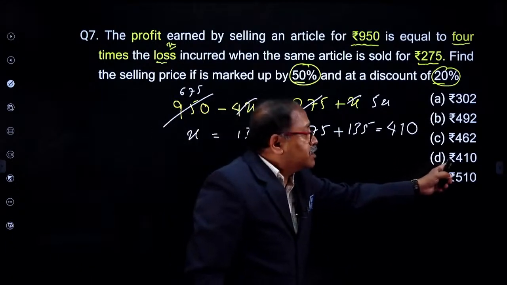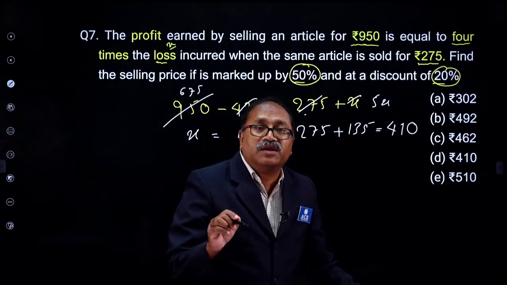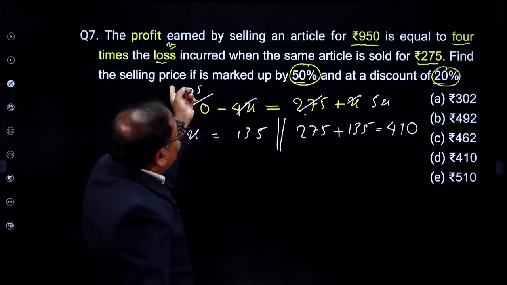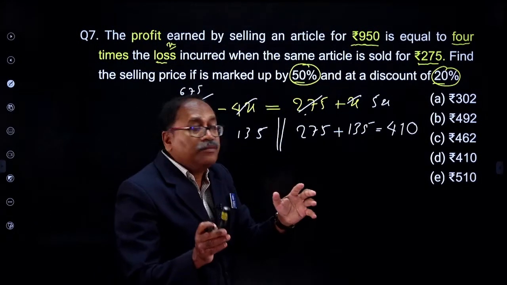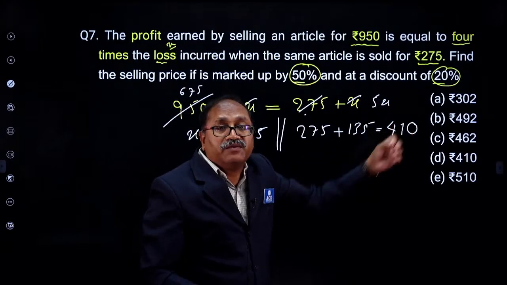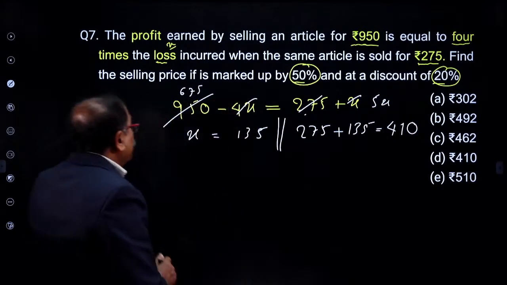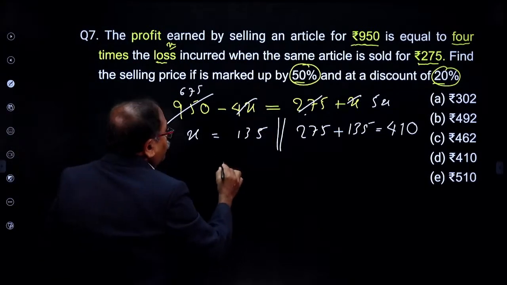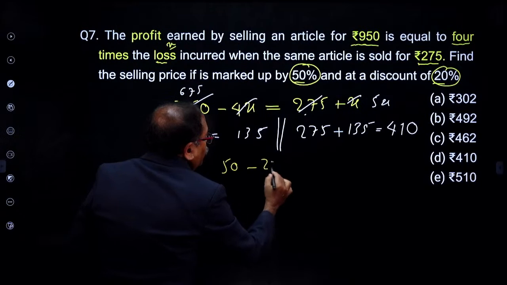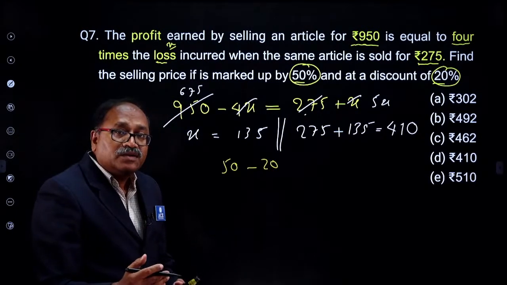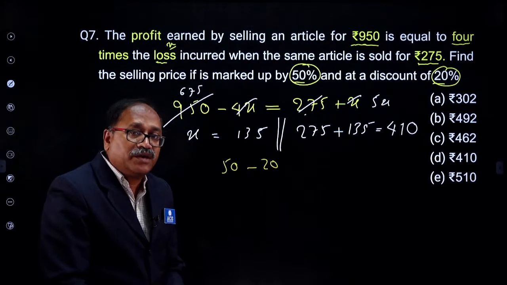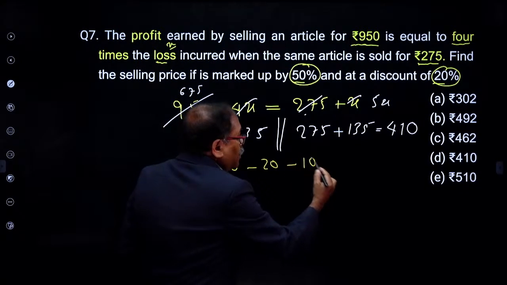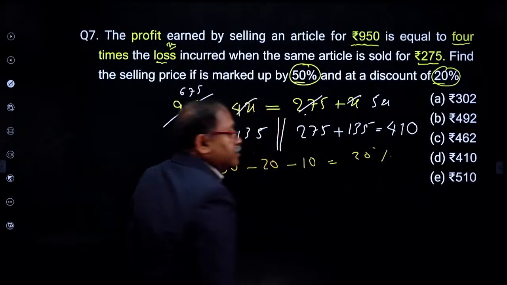Do not make a mistake: the option 410 is there, but the question says to find the selling price if the same product is marked up by 50% and given a discount of 20%. So here I will use the x, y formula. First it is increased by 50%, then it is decreased by 20%. So what is the net effect? x plus y plus xy by 100. That is minus 1000 by 100, which is minus 10, so 50 minus 20 minus 10 gives me 20% profit.